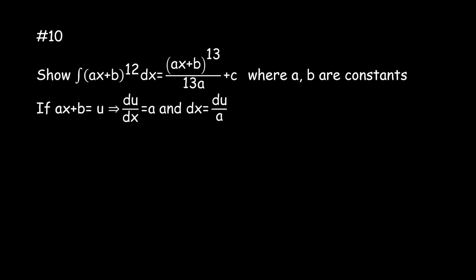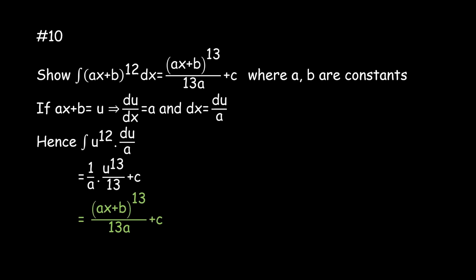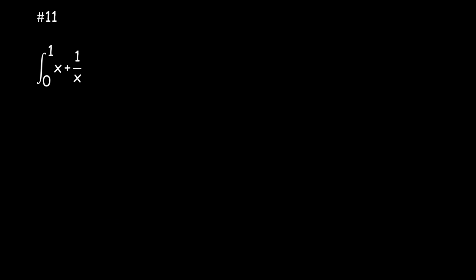So if ax plus b is equal to u once again, we would have the derivative of u being equal to a. We're going to substitute this into our original equation and we have the integral of u to the power 12 times du over a. Now the final answer will be 1 over a, u to the power 13 over 13, plus c, and if we put back the value of u, we will get (ax plus b) to the power 13 over 13a plus c, just as required.